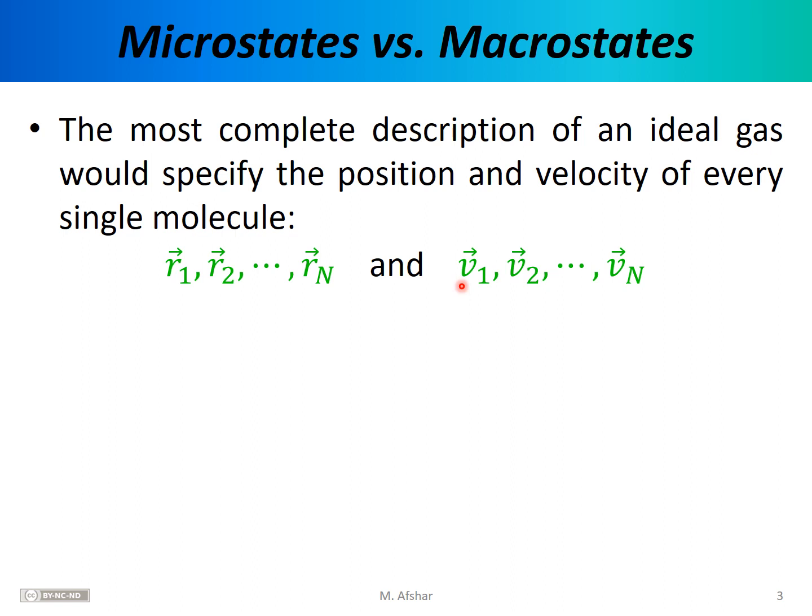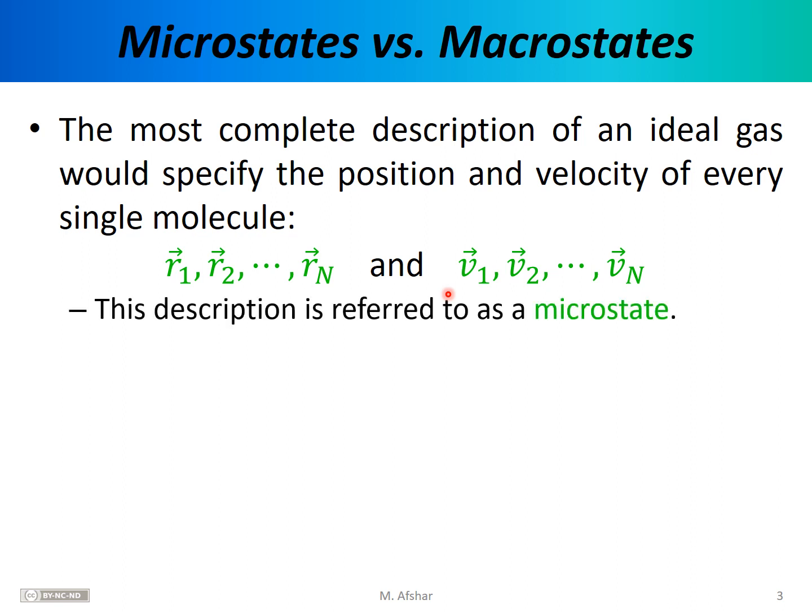That way, if we look at the velocities of any two particles and notice that they're moving towards each other on a collision course, then we can use something like conservation of momentum to figure out what happens to them after the collision. This type of a detailed description of the properties of the system is referred to as a microstate because it's a very microscopic description of the state of the system.